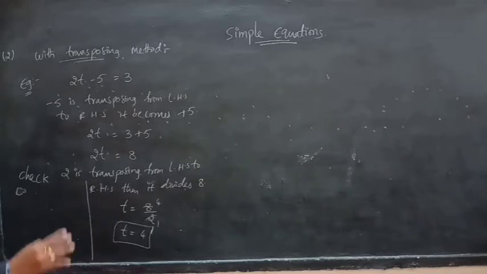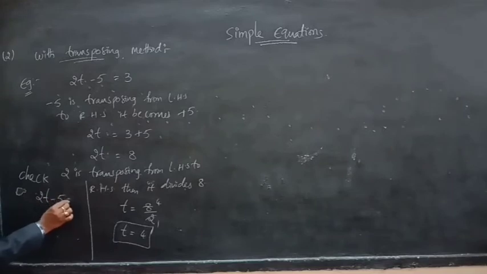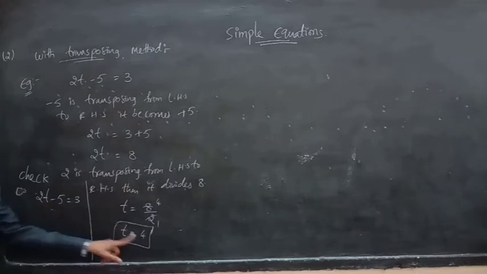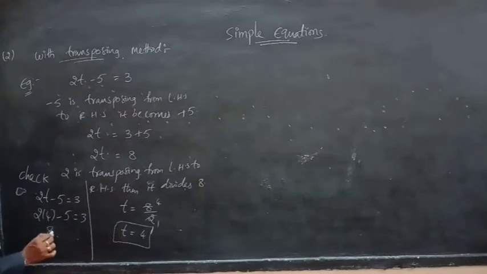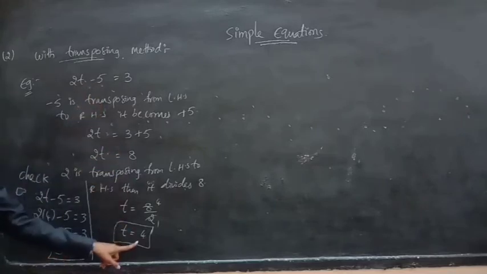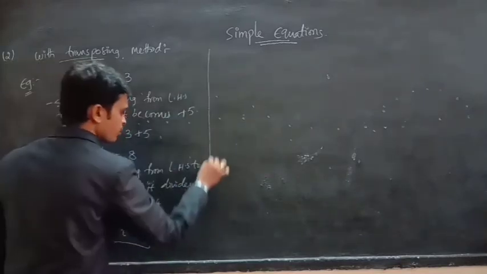Now check. Check is nothing but we have to justify the result. So what is that? 2t minus 5 is equals to 3. In the place of t we have to substitute 4. So 2 into 4 minus 5 is equals to 3. 2 fours are 8, minus 5 is equals to how much? 3 is equals to 3. Then LHS is equals to RHS. Then the value is correct. t is equals to 4, the value is correct. We justify.